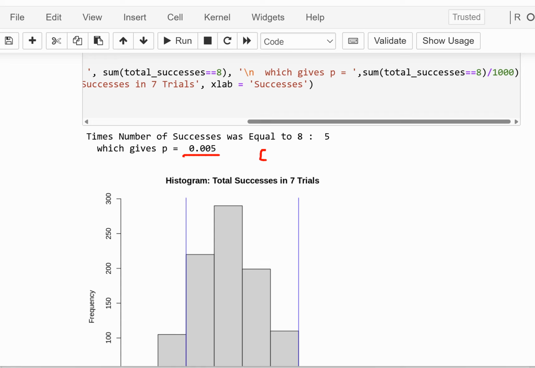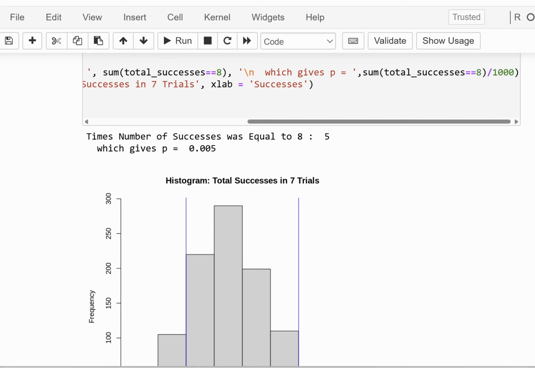Okay, so we're not too bad. The actual value is 0.0039, right? So we're what, 6 thousandths away? Our estimate is pretty accurate. Okay. Oh, and it says 7 trials. Let's run this again.